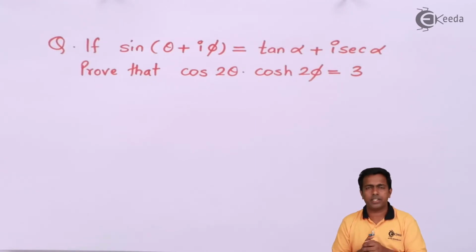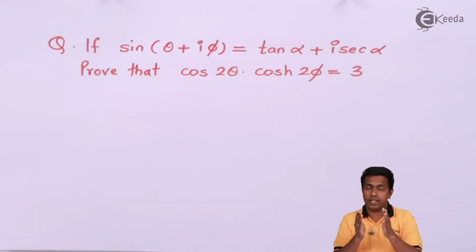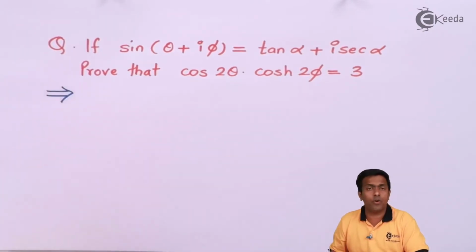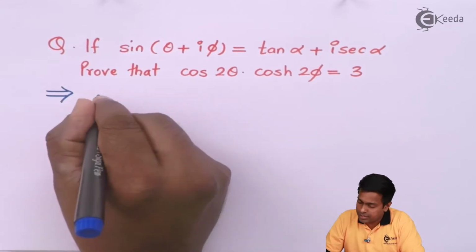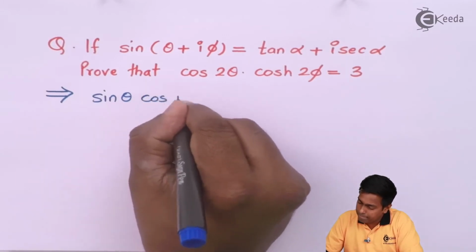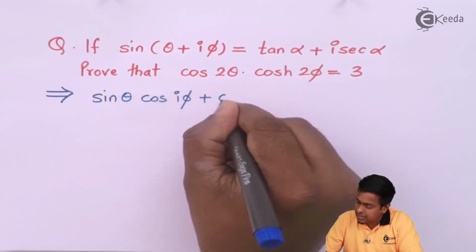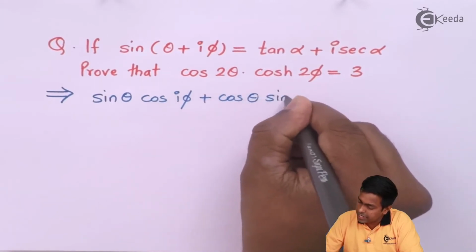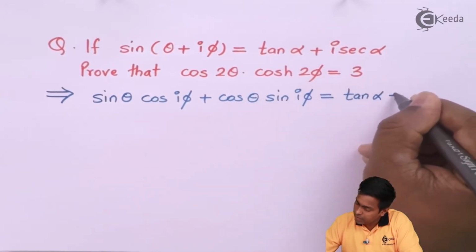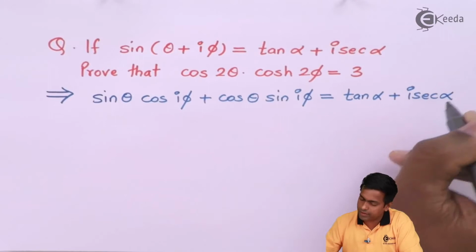So what we'll do basically here is we'll first find the complex number on the left hand side, where we'll compare the real part and the imaginary part on both sides, and then we'll get equations, and then we'll solve these equations to get the answer. So let's start. Here on the left hand side, I'll apply the formula for sin(theta plus i phi), which is sin theta into cos i phi plus cos theta into sin i phi, which is equal to tan alpha plus i sec alpha.